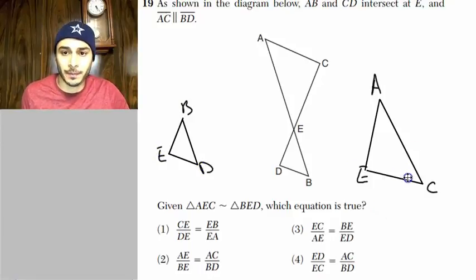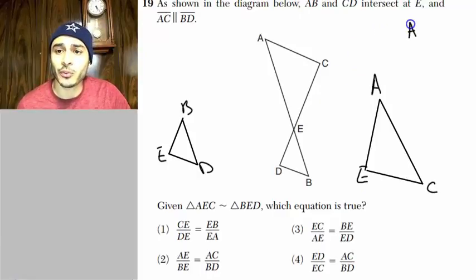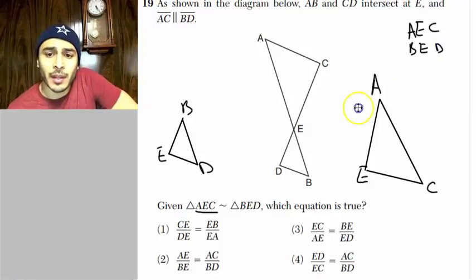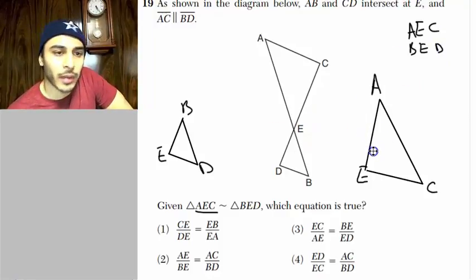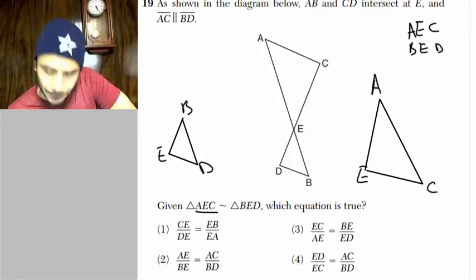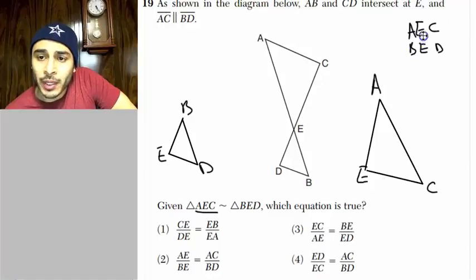So a couple of things to know about this. Sometimes it helps to just write AEC and put it right on top of BED. Just put them right on top of each other. So from this statement, see, I didn't even have to separate the triangles. I just do that just to do it. But if you just look at the similarity statement, that tells you that angle A corresponds to angle B, angle E corresponds to angle E, and angle C corresponds to angle D.